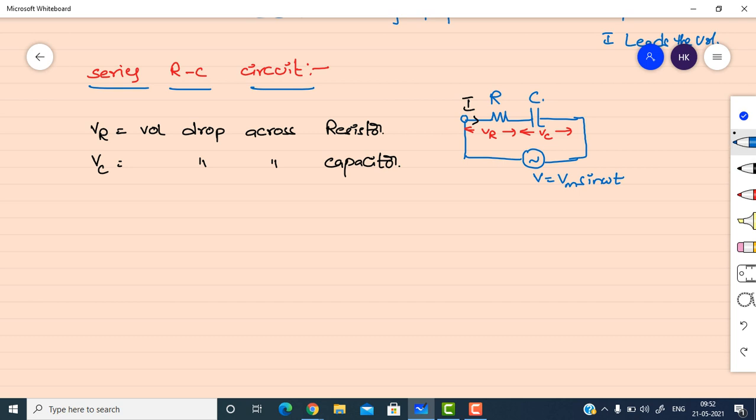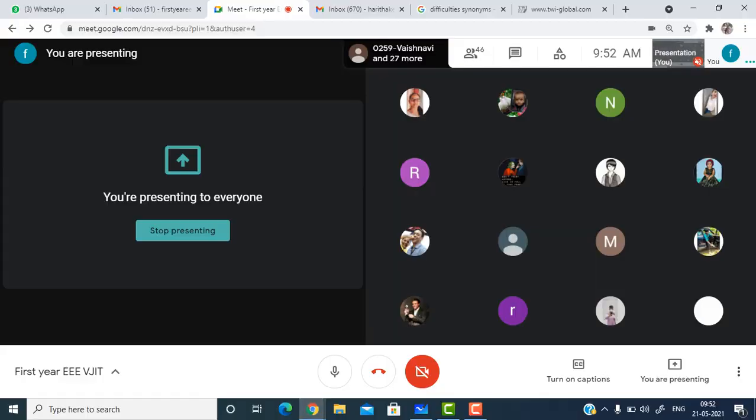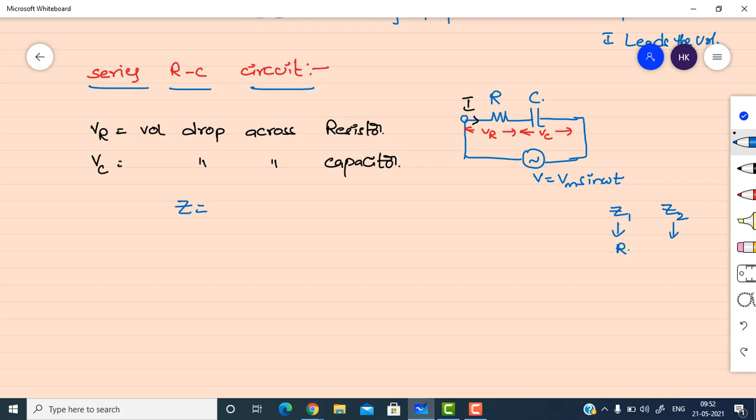What is the total impedance of this circuit? We have two elements. Impedance of the first element and impedance of the second element. Let us assume Z1 and Z2. First element is R. What is the impedance for the resistor? R only. Then what is the impedance for capacitor? Impedance for capacitor is minus jXC. Good.